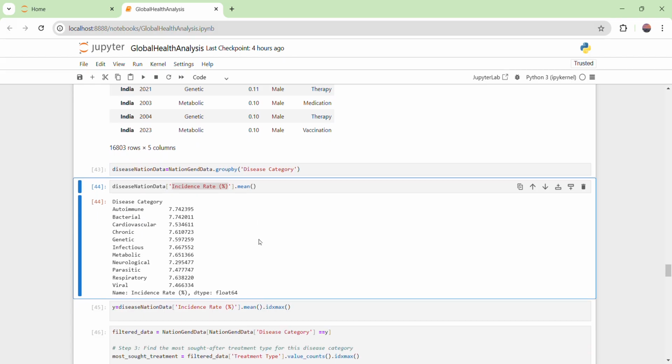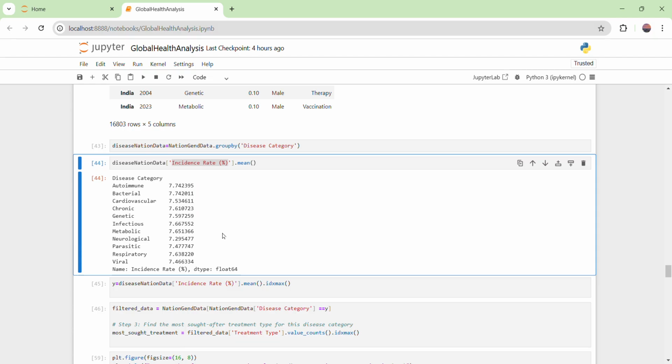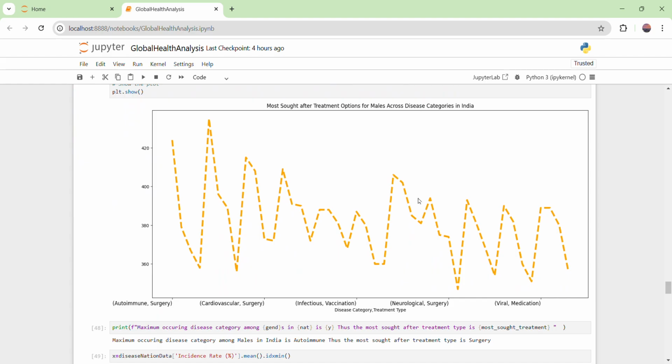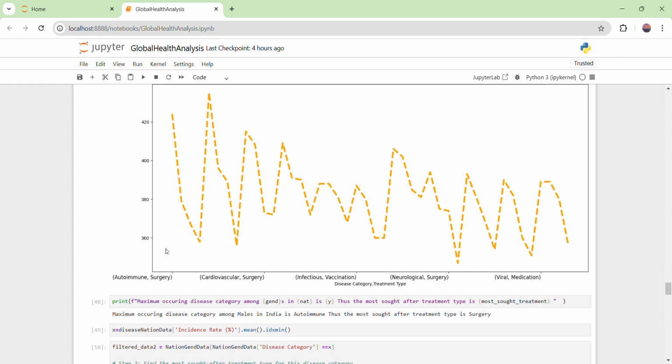And what we found is that these are the various incidence rates, or rather the mean of the incidence rates for various disease categories. And then we further plotted the graph between the summation of the incident rate values and the various disease categories, along with the sought after treatment procedures. So for example, we see that there exists a peak over here, and below this peak the disease as well as its most sought after procedure has been represented. So this is how it happens.